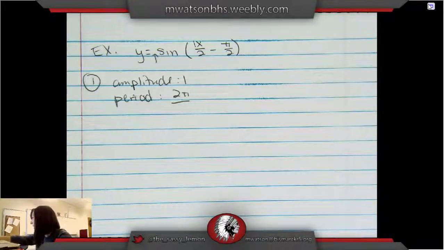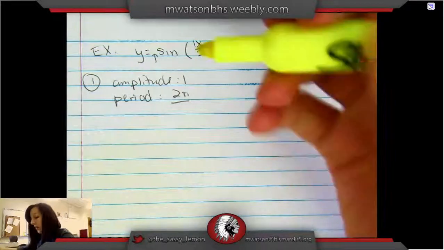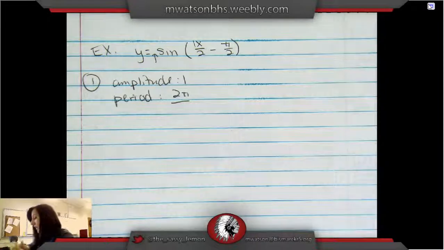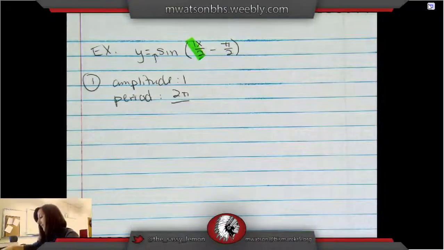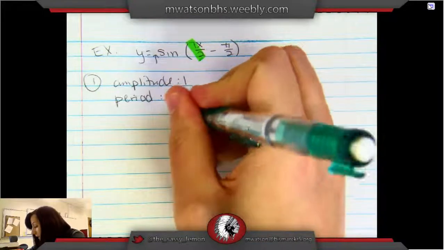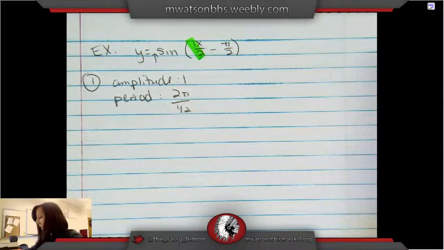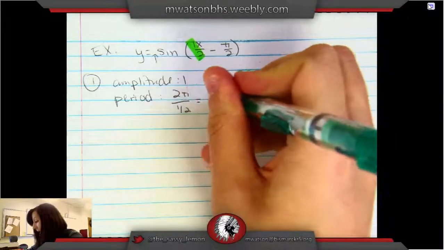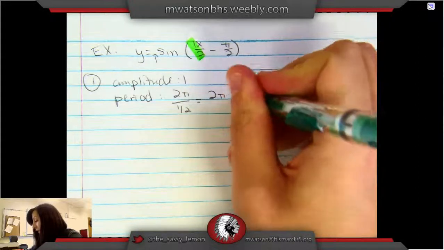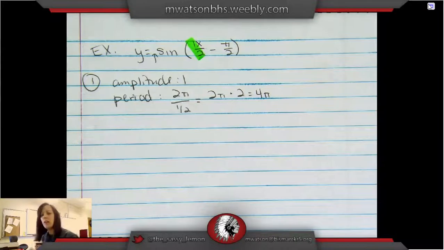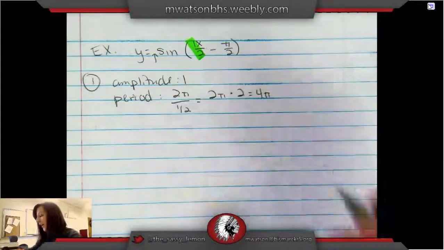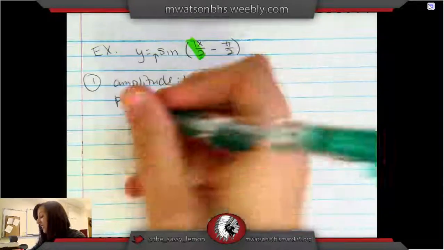Okay? That's why I chose this problem, because our period is going to be divided by 1/2. And when you divide by a fraction, it's the same as multiplying. So we have 2 pi times 2 over 1. So our period is actually 4 pi. So is our period going to be smaller or bigger? Hopefully you guys realize it's bigger, actually twice as big. And then do we have a horizontal shift? Yes, we do.